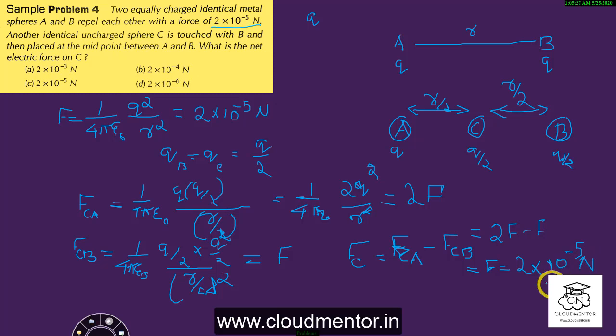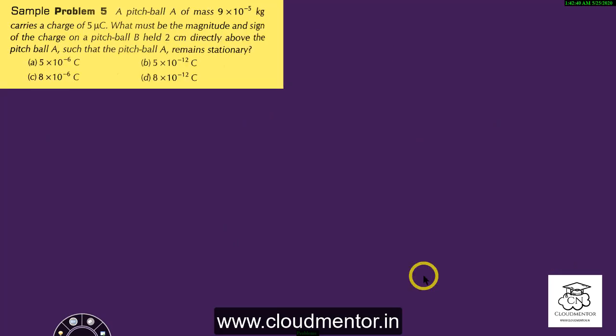So the answer is option C, that is 2 multiplied by 10 raised to minus 5. So the next question is given here.